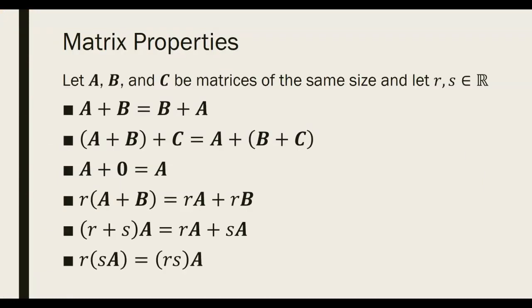Now what we're going to do is look at some matrix properties. You'll notice that we talked about some properties of vectors in the last chapter, and a lot of these are going to look familiar, as they should, because vectors are just a special case of matrices. So what we'll see is that when you're adding matrices, as long as they all have the same size, okay, that's up here. It says as long as A, B, and C are matrices of the same size, same number of rows, same number of columns, and then R and S are real numbers. As long as they're the same size, matrix addition is going to be commutative. So A plus B is the same as B plus A. Matrix addition is going to be associative. A plus B plus C is the same thing as A plus B plus C.